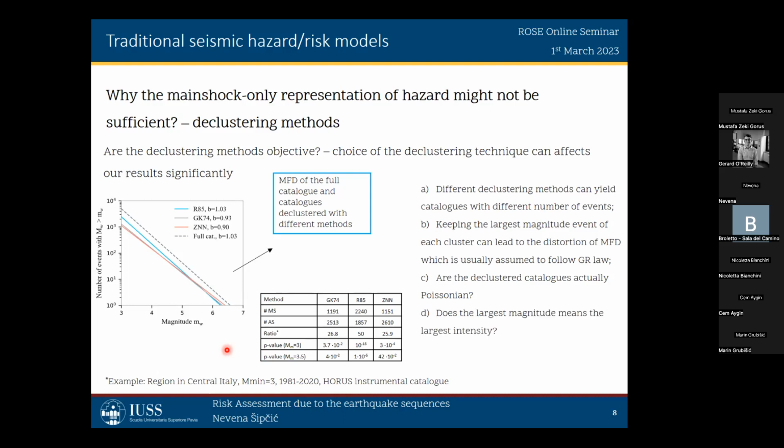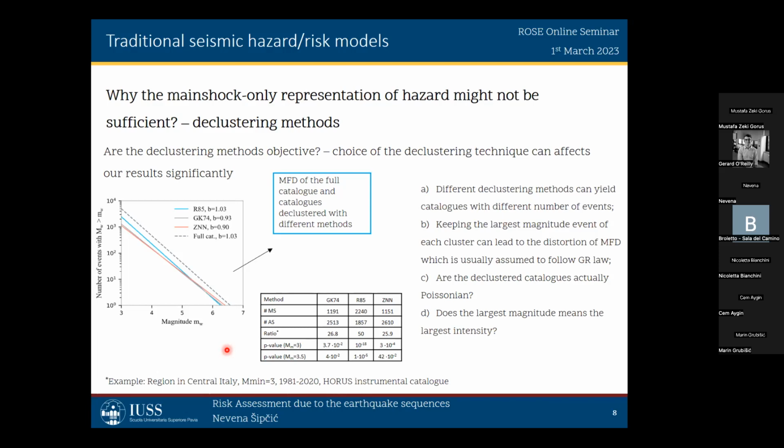And also, most of them, I would say almost all declustering methods that we have, assume that, so first we identify the clusters, then we assume that the main shock is the event with the largest magnitude in the cluster. But does the largest magnitude necessarily mean the largest intensity? So what I want to say is that you can easily imagine a case where we have two earthquakes with the same magnitude and same distance, but the intensity in one case is much higher than in the other.